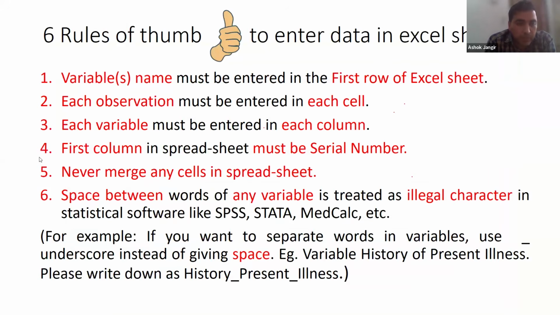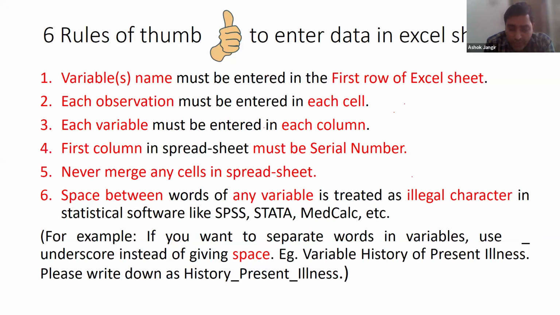Now please remember rule number 4. The first column in the spreadsheet must be the serial number. Why is it the serial number in the first column of the Excel sheet? When we do analysis, that serial number is very useful. I will show you the benefit of this fourth rule.